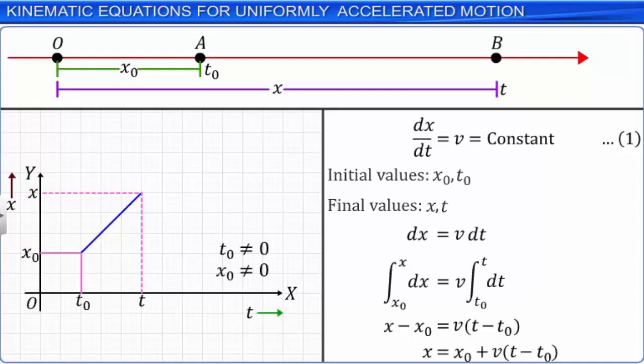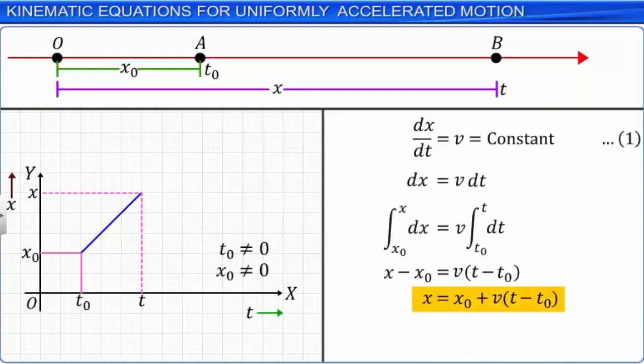This equation is used to obtain the position coordinate x of the body at any time t. This equation can be used when the values of x0 and t0 are both or either of them equal to 0. In other words, the equation is applicable under all conditions. Now let's derive equations for uniformly accelerated rectilinear motion.